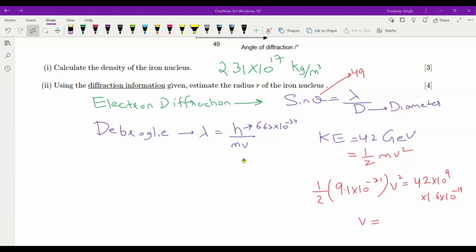So for h by mv, we would take m as the mass of an electron again. I have 3.41 into 10 raised to minus 26 is what I got. That is wrong because in the MS, I'll tell you the lambda. It is 0.6 into 10 to the power minus 14 is what they have gotten.